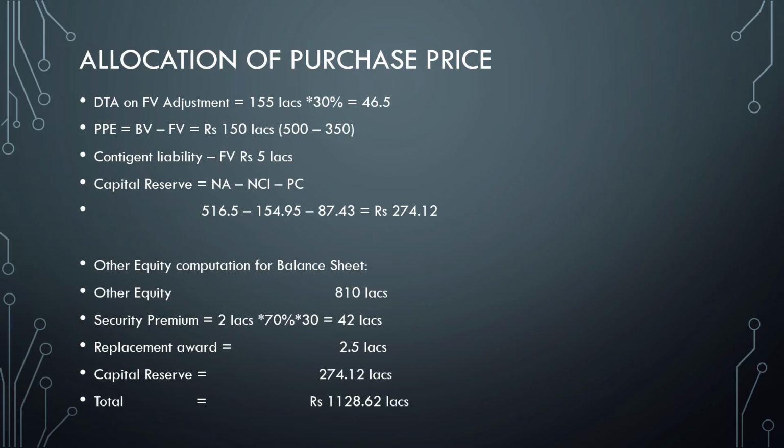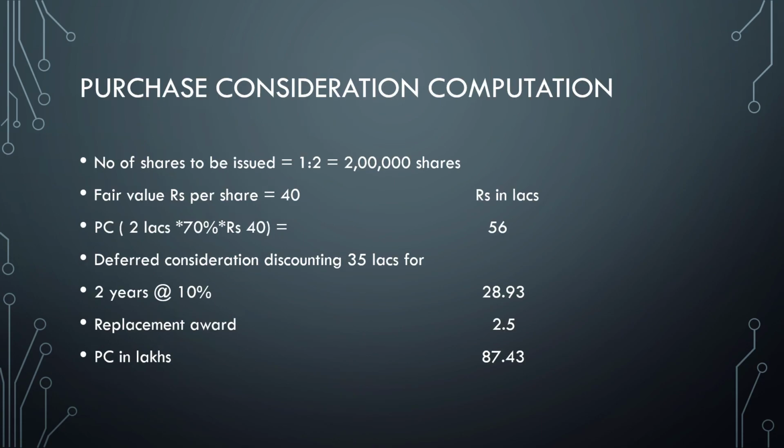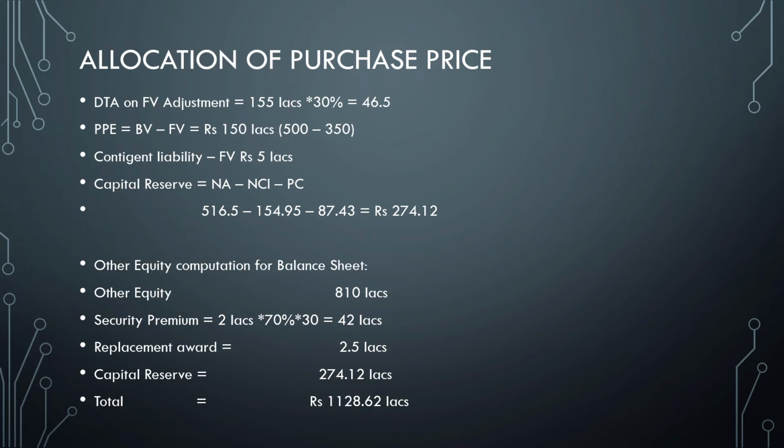So now securities premium immediately, because you could see the 40 rupees is given, so balance 30 rupees is securities premium. So 2 lakhs into 30 rupees will give you 60 lakhs, plus 42 lakhs. Replacement amount 2.5 lakhs and capital reserve 274.12. The total of other equity that will be carried to the opening consolidated balance sheet as on 1st April 2022 will be rupees 1128.62 lakhs.